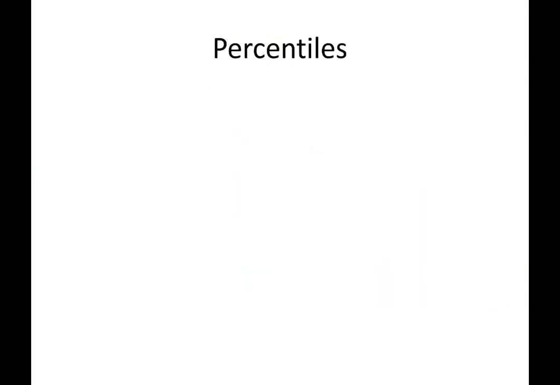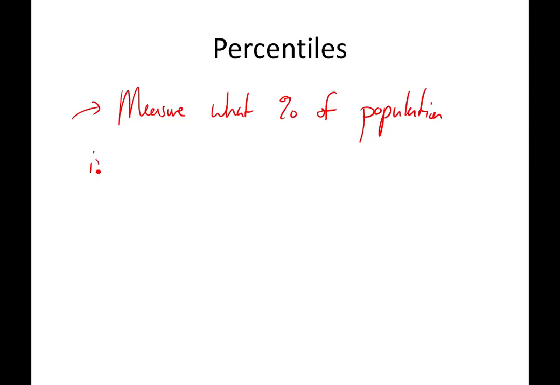So then we also looked at, like you guys have mentioned, we talked about percentiles. So percentiles always measure what percentage of the population is at or below an observation. Okay, so if you're in the 80th percentile, you're above 80% of the population. If you're in the 10th percentile, you're only above 10% of the population.